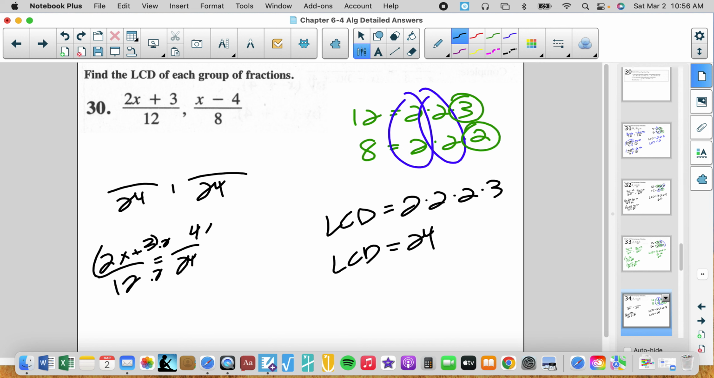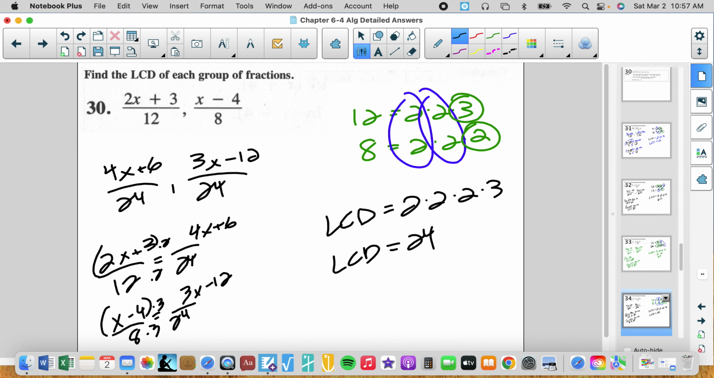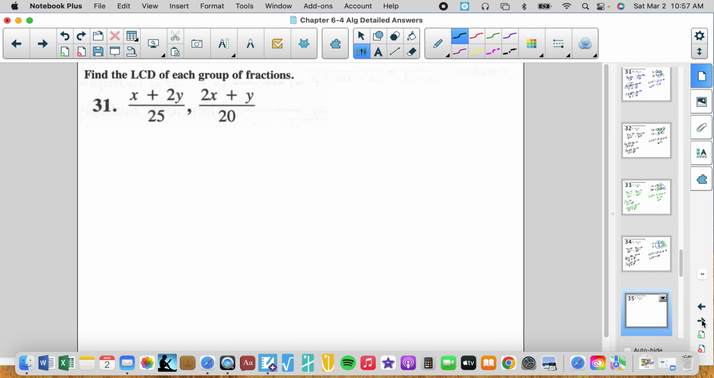And that's going to give us 4x plus 6. We have x minus 4 over 8. We're going to multiply by 3, which gives us 3x minus 12. Can't wait for section 6.5 when we start taking this to the next level.